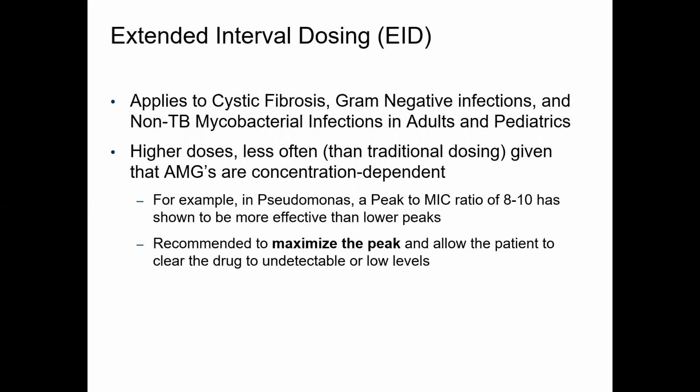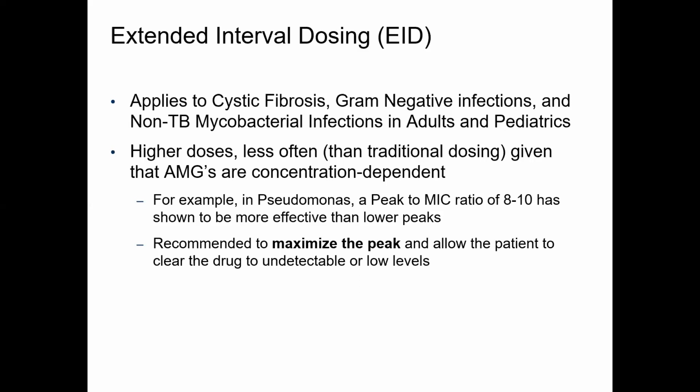So we'll start first with extended interval dosing, and this applies to several different indications within this guideline, from cystic fibrosis to gram-negative infections, and also non-tuberculosis mycobacterial infections. And this just means that we're giving higher doses less often when we compare that to traditional dosing, which is usually on a Q8 or Q12-hour regimen. And this is because we have learned over the years that aminoglycosides are concentration dependent, meaning that the higher the peak, the more kill of the bacteria that we are able to achieve.